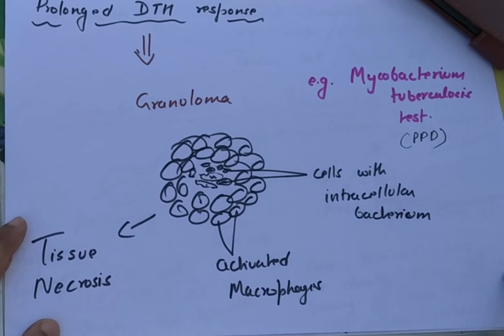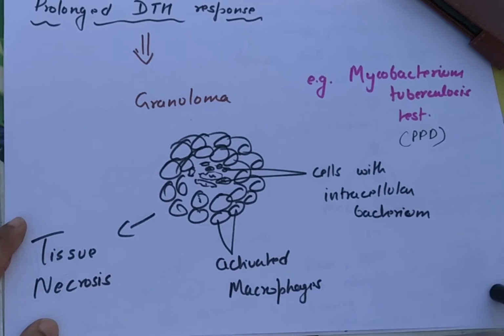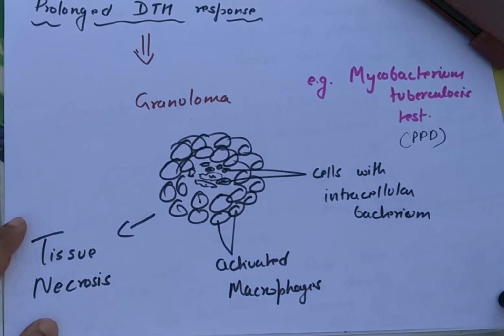So this type of response, which causes damage to the host cell, is termed a hypersensitive response. And in this type, since it involved T cells, it involved TH cells, it involved macrophages which were activated because the TH cell got activated, this is called type 4. And it took a long time also. It took 72 hours for a reaction to surface. So it is type 4 hypersensitivity.